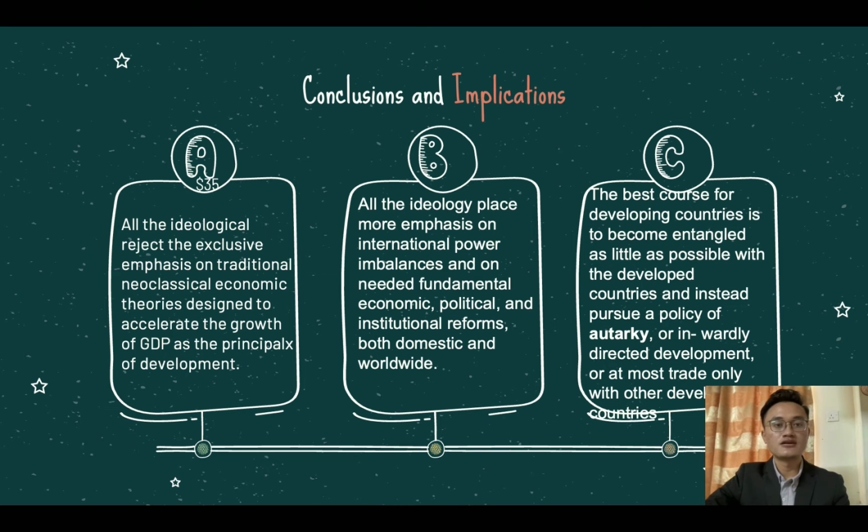And the second one is that the ideology places more emphasis on international power imbalances and on the needed fundamental economic, political, and institutional reforms, both domestic and worldwide. And the last one is that the best course for developing countries is to become entangled as little as possible, which is the minimum, with the developed countries, and instead pursue a policy of autarky or inwardly directed development, or at most trade only with other developed countries. So this is the conclusion that we can get from this topic.